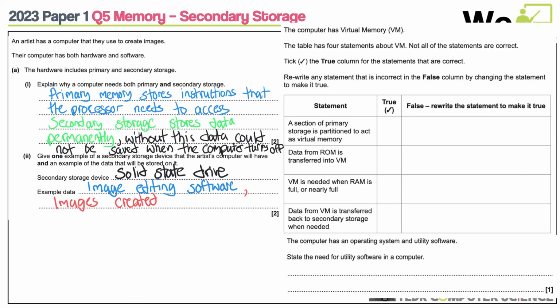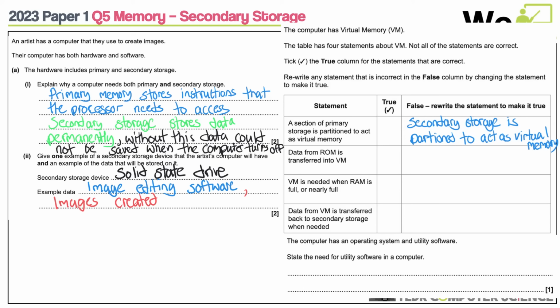We've got to tick true for the statements that are correct and rewrite any statement that's incorrect. So, a section of primary storage is partitioned to act as virtual memory. Now, if you're just listening to me, what type of storage is used to act as virtual memory? That's right, it's secondary storage that is used to act as virtual memory. Great, on to the next question.